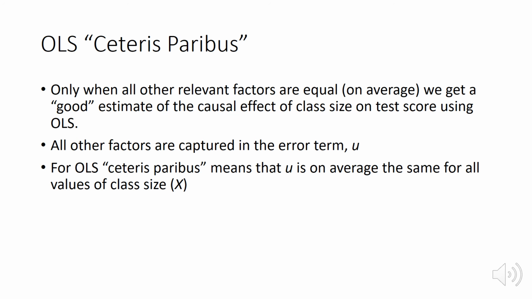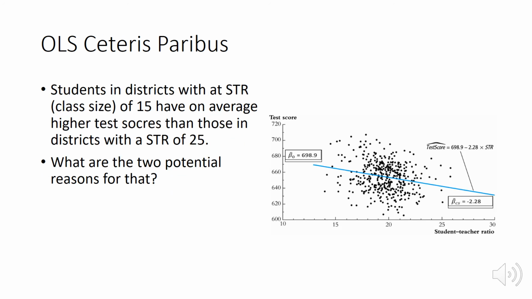Yeah. There's probably a lot of differences there, so it's very difficult to say everything else. Right, there's a lot of differences there. It's probably difficult to say all else being equal. What we know from our regression is that on average, students in districts with an average class size of 15 have on average higher test scores than students in districts with an average class size of 25.